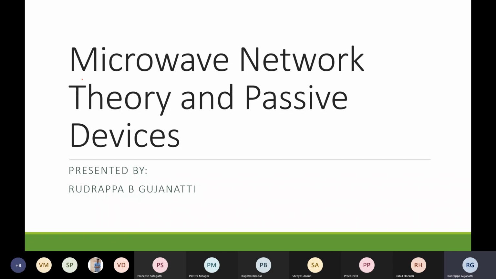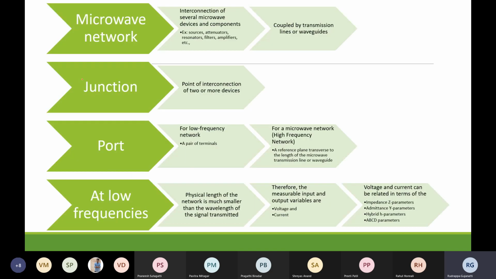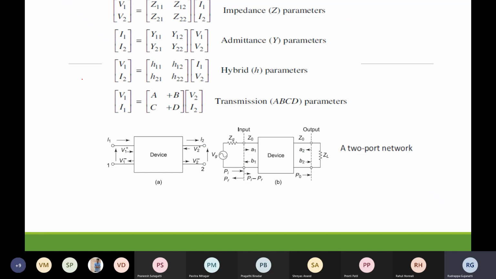In the previous session, we started a discussion with respect to microwave network theory and passive devices, in which we discussed what is meant by a microwave network, how it is formed, what is meant by a junction, what the ports are, what parameters we have to look for at low frequency, and what the issues are at high frequency. These are the aspects we had observed.